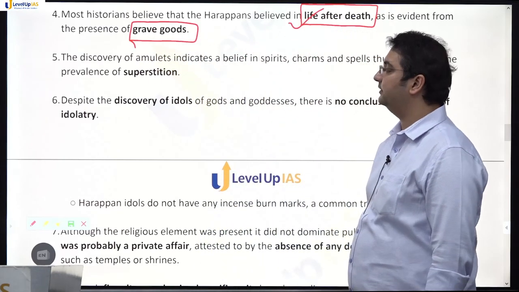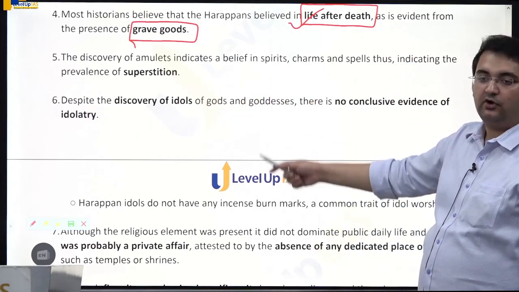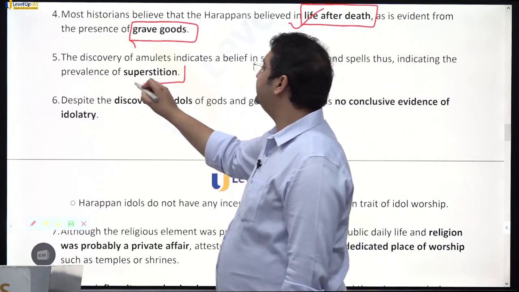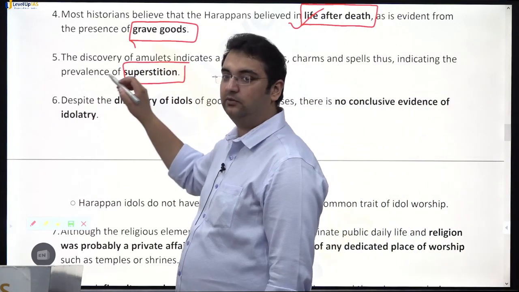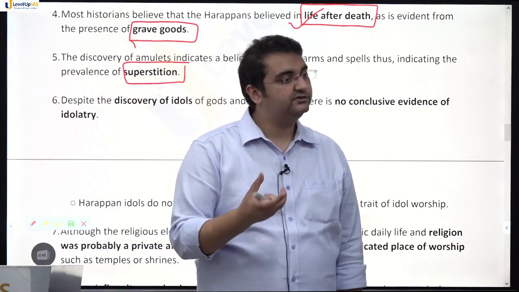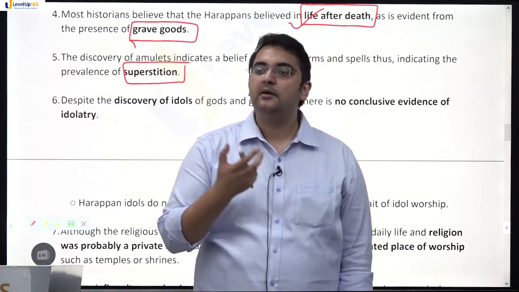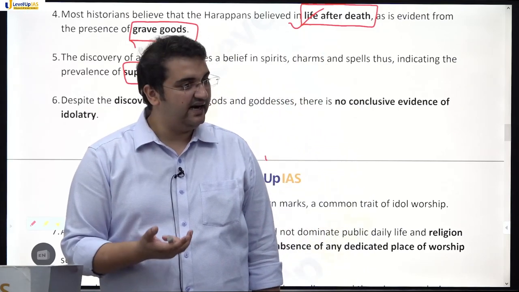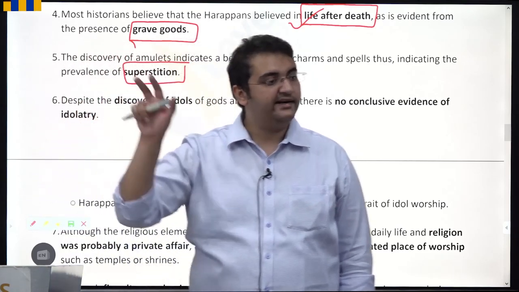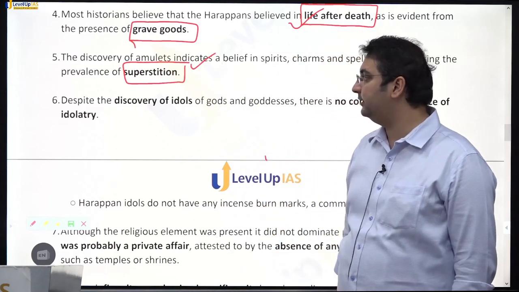life after death. Next, the discovery of amulets also indicates the presence of superstitious beliefs and practices. What is an amulet? Tabiz hota hai. Amulets, totems, etc. They are usually worn as protective devices, right? To spiritually protect you from some bad spirits, etc. So this kind of idea was also present.